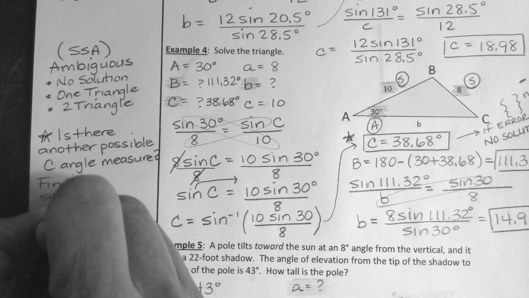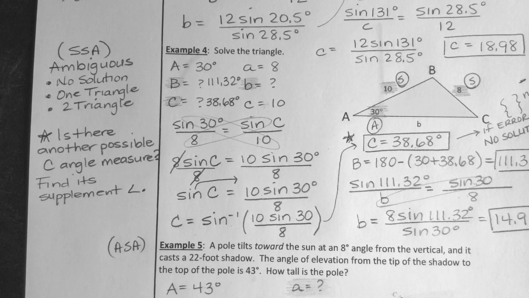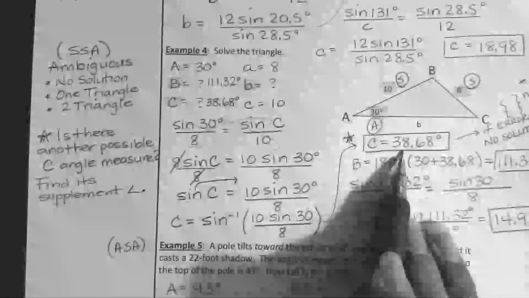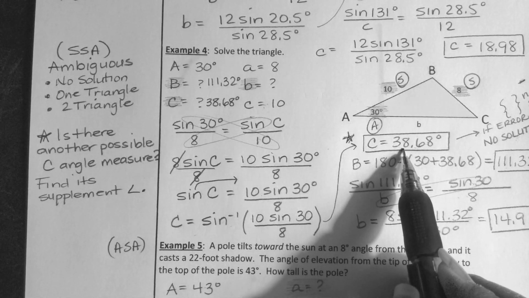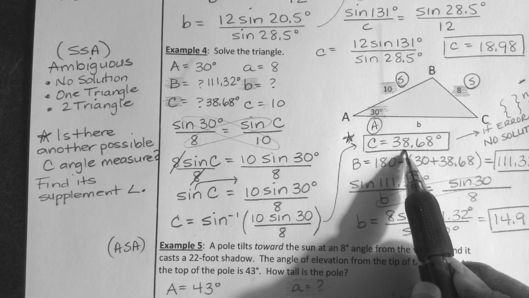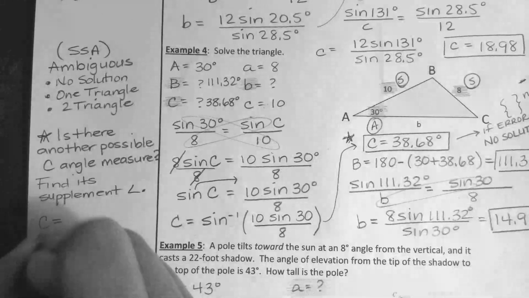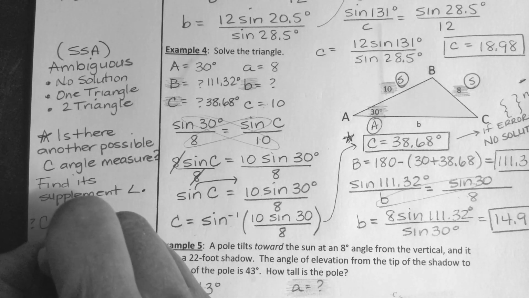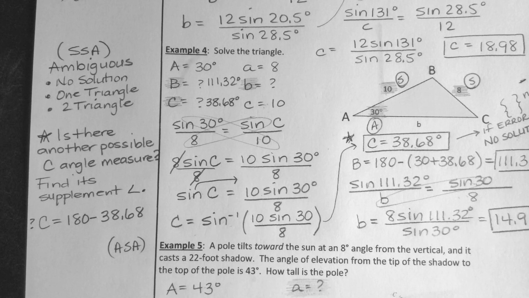And if you recall from geometry, the supplement angle is always two angles that add to 180. Okay, so if I need to find the supplement of 38.68, I'm asking you to find the angle that when added to this number will equal 180. So if I'm looking for another C value, I'm going to put another question mark here because that's another C. I need to do 180 minus 38.68, and it's always going to be 180 because 180 is the supplement.